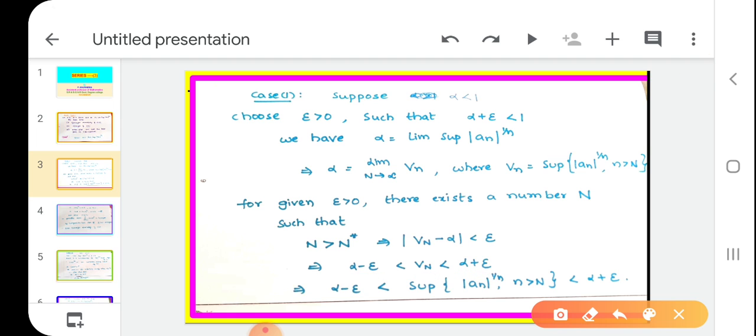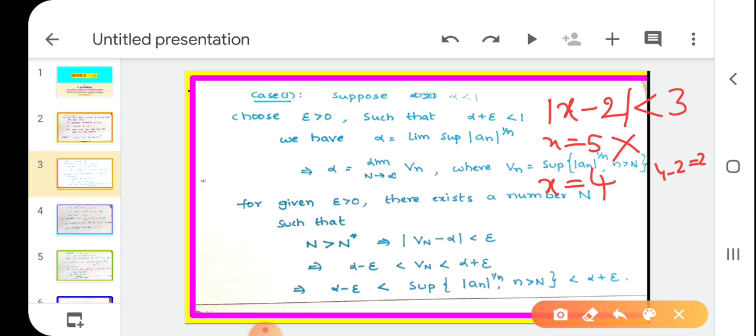See here, I give you an example. If mod x minus 2 less than 3, what are the possible values of x? Put x equals 5. What we get here? 5 minus 2, that means 3. 3 less than 3? No, so x equals 5 is wrong. Next I take x equals 4. What is the value of mod x minus 2? 4 minus 2 means 2. 2 less than 3. Okay.